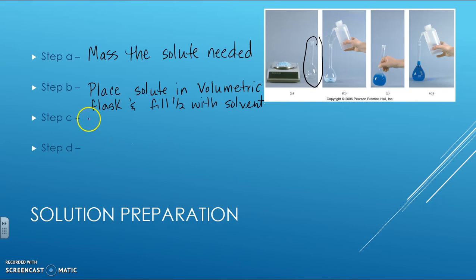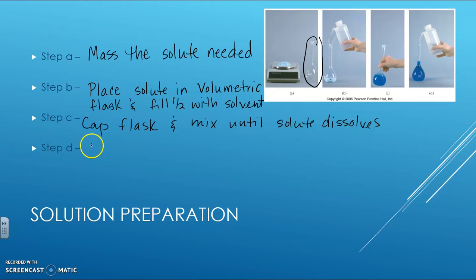In step C, what we're going to do is we're going to cap the flask and mix until your solute dissolves. Okay, and then in step D, we're going to uncap and fill to line with solvent.